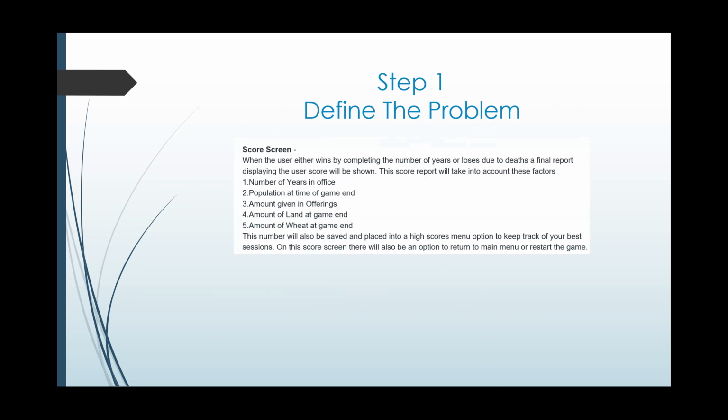Hey, this is Fred. Step 1 is defining the problem. This is where we're trying to look at what this function is supposed to be doing during its life. And this is for our score screen. So we're going to be taking in the number of years, the population, our offerings, our land, and our wheat. And we're going to be compiling those together to generate a score for our reports and end game. So that's the problem that's hopefully going to be solved with this function.